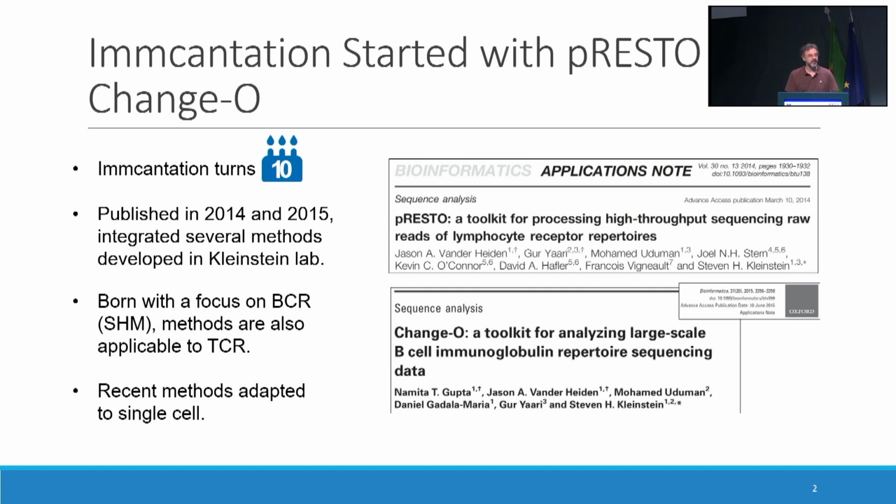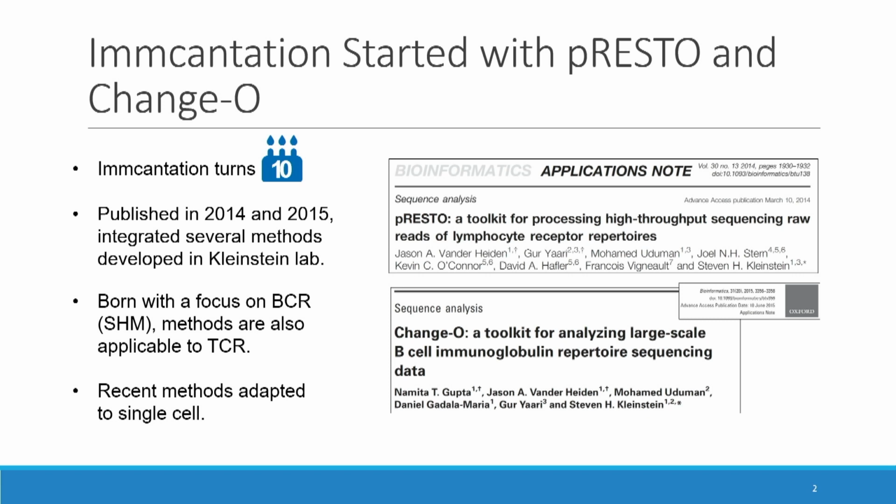So my lab has been involved with B-cell receptor sequence analysis since the days when we used to get files with 50 B-cell receptor sequences, and we used to think that was a large data set. So we've been in this business for a while. The Immcantation suite started out with two toolkits, Presto and Change-O, that were published in 2014 and 2015, respectively. So we are now hitting our 10th anniversary of Immcantation, which is to say we've been developing this for a while. It is a very, very stable system at this point with a lot of tutorials. We've worked out a lot of the kinks in the system.